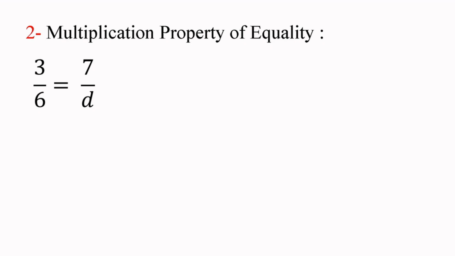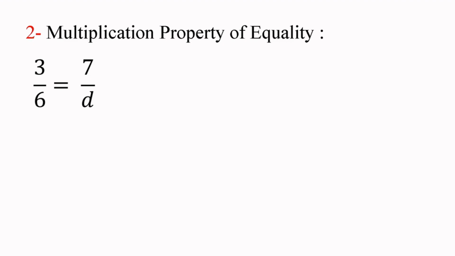The next example that we are going to apply multiplication property of equality. 3 over 6 is equal to 7 over d. You may say to yourself that this is a difficult question because the variable is in the denominator and I cannot make it alone. First of all, you can multiply it by its reciprocal, then find the variable on the other side, then continue.